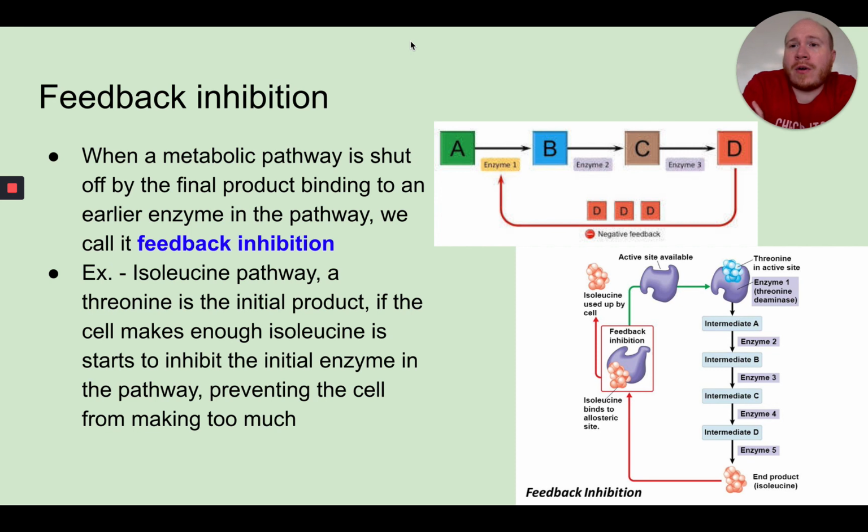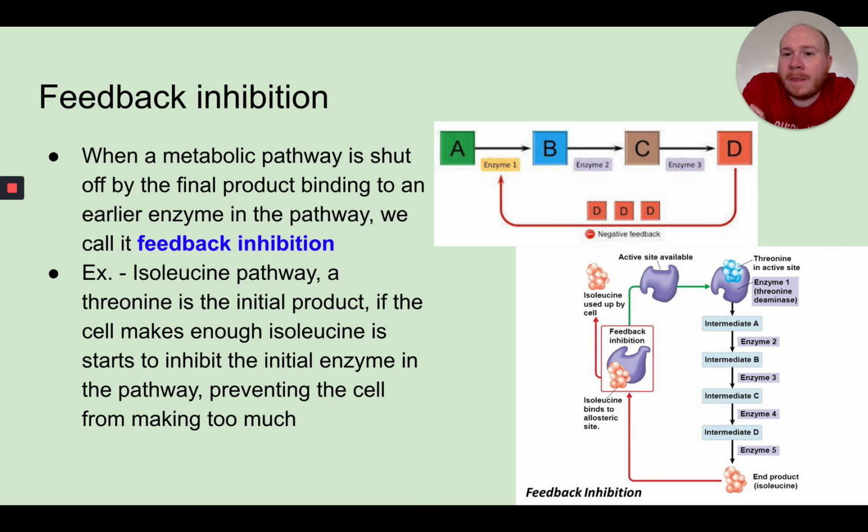Finally, we have what's called feedback inhibition. When a metabolic pathway is shut off by the final product binding to an earlier enzyme in the pathway, we call it feedback inhibition. So the product from our reaction goes back and blocks an enzyme earlier in the reaction to shut it down. An example of this is what's called the isoleucine pathway. Threonine is the initial product.